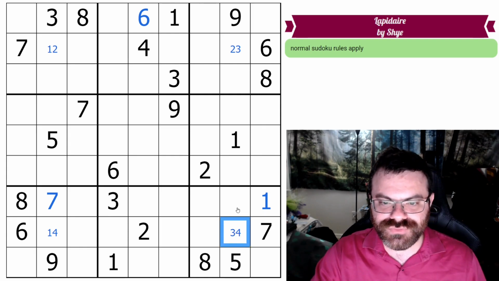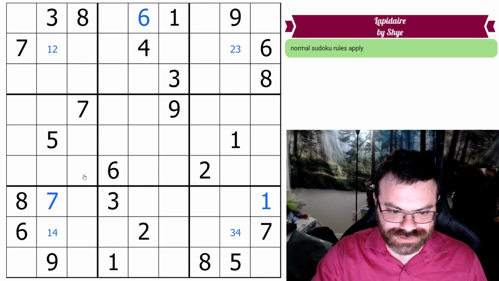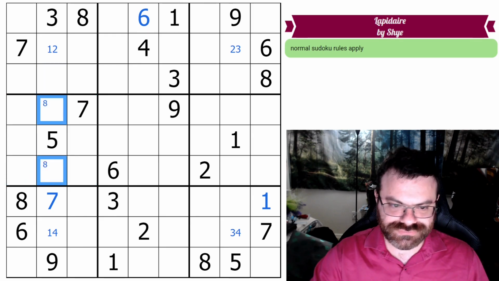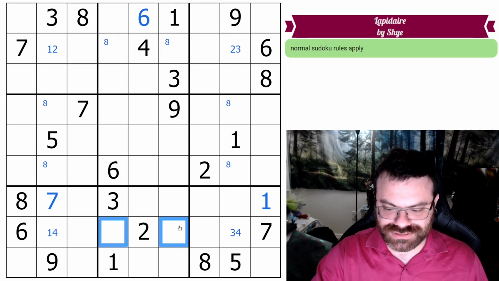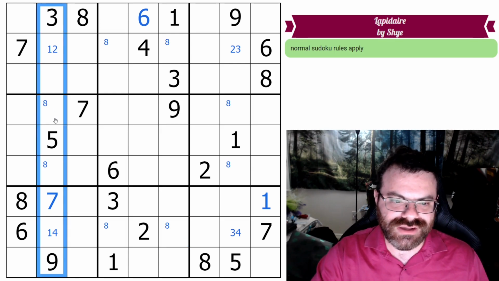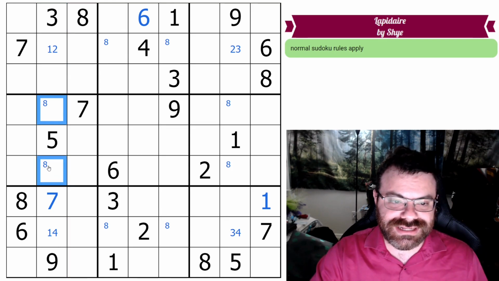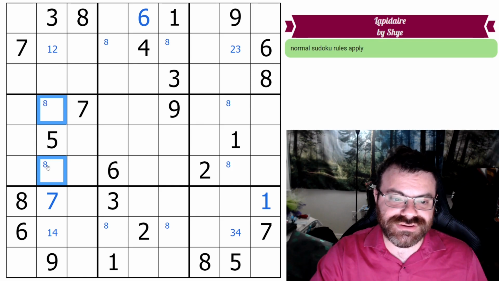Another example of a strong link would be if you found an X-wing. So let's point one out in this puzzle. 8s are limited to these 2 cells. And that's enough to go on, but let's talk about here as well. 8s are limited to these 2 cells over here, and 8s are limited to these 2 cells here. So in this column, we would say 8 is limited to these 2 cells. Another way to put that is the candidate 8 in this cell has a strong link to the candidate 8 in this cell. So 8 is either here or here.